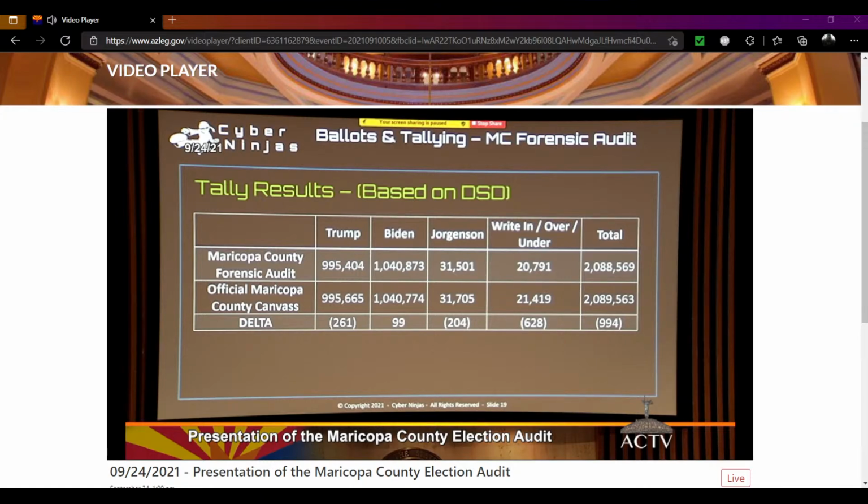And again, these are all very small numbers when we're talking about 2.1 million ballots. These are very small discrepancies. So we can say that the ballots that were provided to us to count in the Coliseum very accurately correlate with the official canvass numbers that came through.